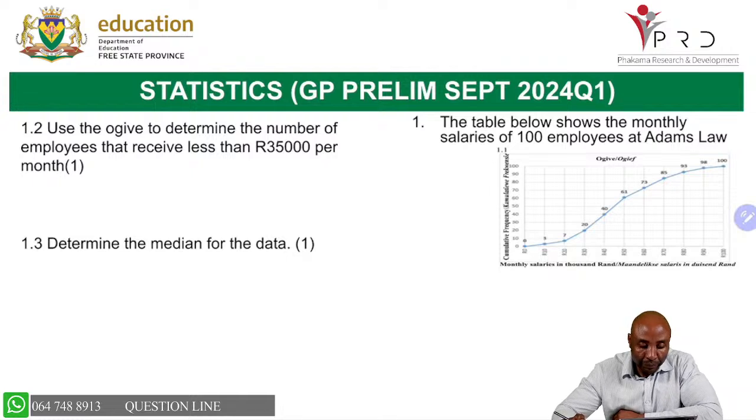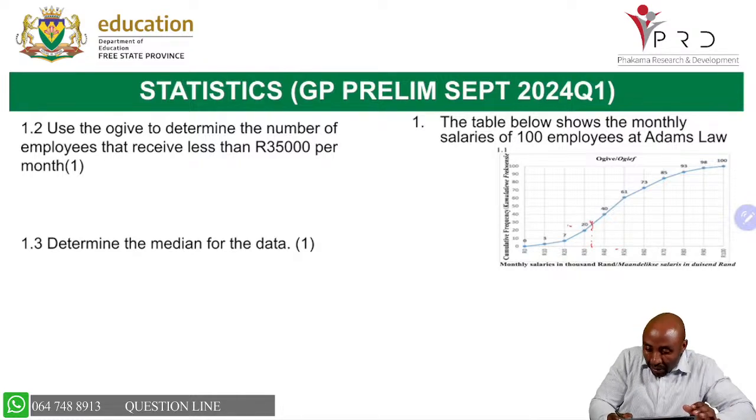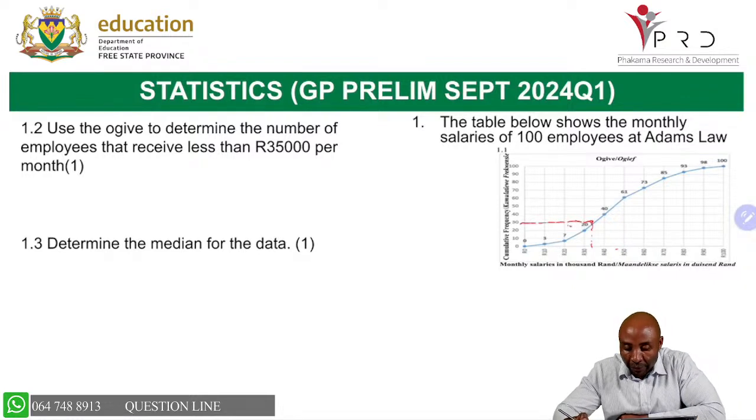Moving forward, we are now using the Ogive to determine the number of employees that receive less than 35,000. So we are going to use our graph. So 35,000 will be between 30 and 40. Somewhere in the middle there, you get to the graph, then you are able to move to the left. And you should get a number of 30 employees there.